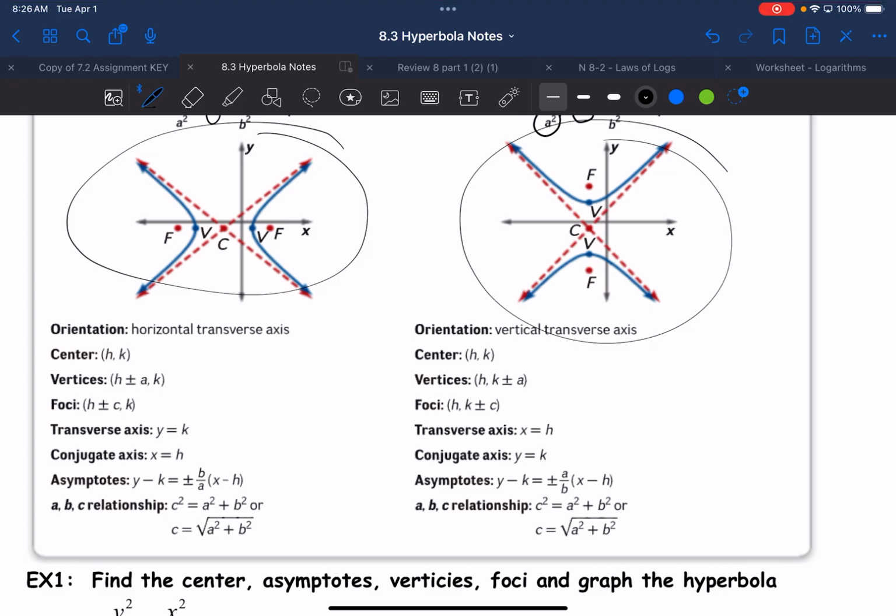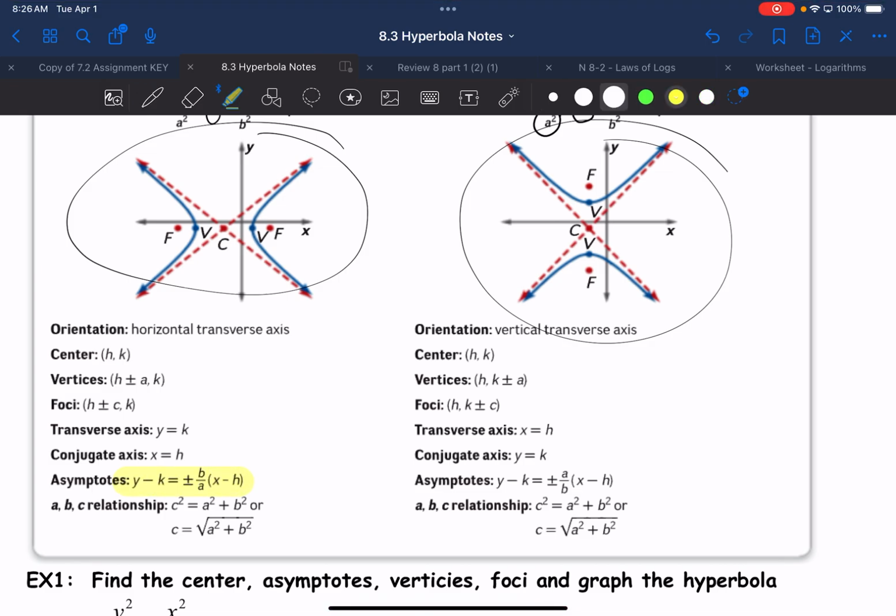Okay, and then it says your transverse axis is y equals k. Your conjugate axis is x equals h. Those are just your lines. And then it says your asymptotes. So if you guys notice, mine up here are red in the picture. These diagonal dotted lines here are the asymptotes of these graphs. It says that this is how you find them.